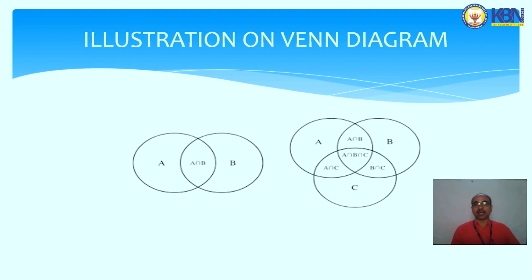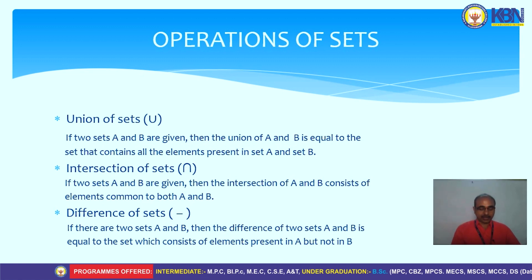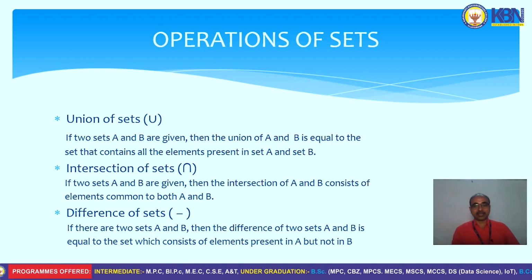If you observe, in the second diagram there are overlaps between A and B, A and C, B and C, and A, B and C. The overlapping area of A and B is called A intersection B, A and C is called A intersection C, B and C is called B intersection C. And the overlapping of A, B and C is called A intersection B intersection C. This is the Venn diagram. However, we have already discussed different types of sets.